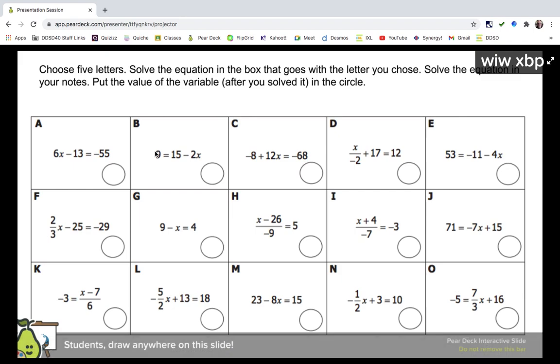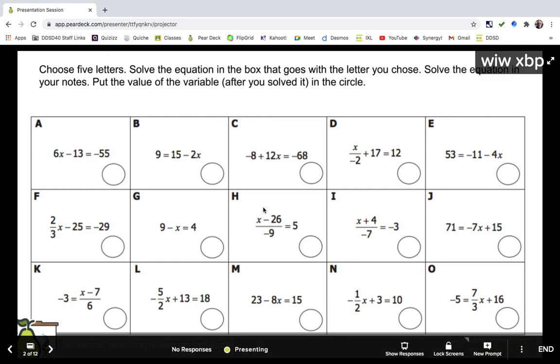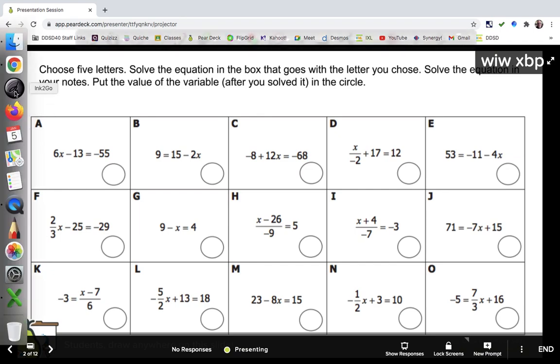So I'm going to do G, which is 9 minus x equals 4. And I'm going to do N, which is -1/2 times x plus 3. And I'm going to do K, which is -3 equals x minus 7 divided by 6. So, and then we're going to check those answers. So I'm going to pull this back out so I have room to work.